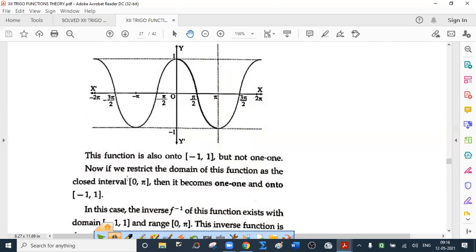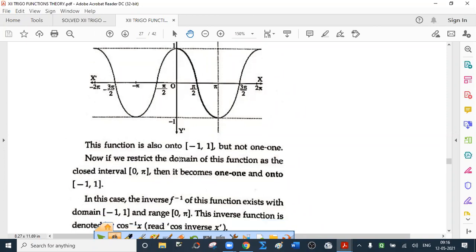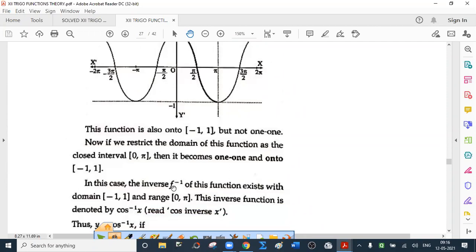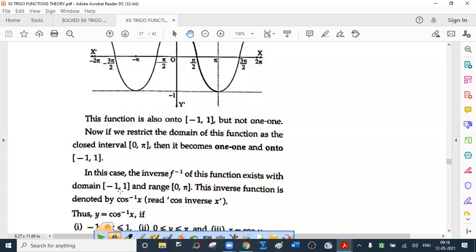Now if we restrict the domain of this function as the closed interval [0, pi], cos 0 is 1 and cos pi is -1. So if we restrict the domain as the closed interval [0, pi], then it becomes one-one. It is already onto. So now the function is one-one and onto. So in this case, the inverse of this function exists with domain the closed interval [-1, 1] and the range the closed interval [0, pi]. This function is denoted by cos inverse x.